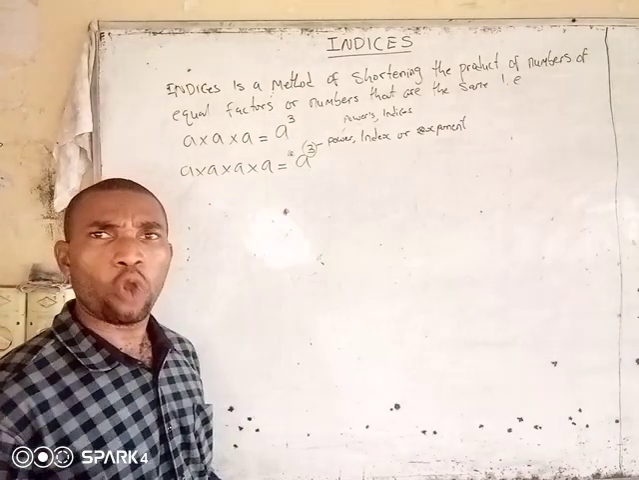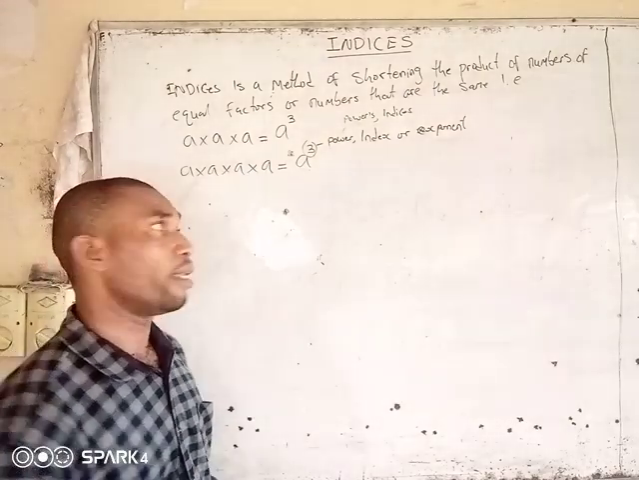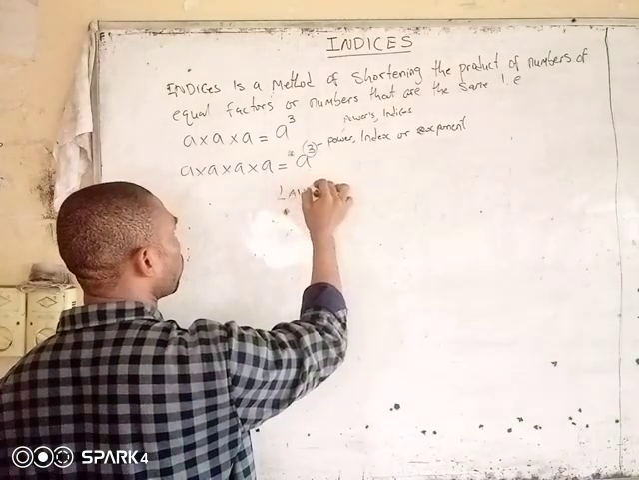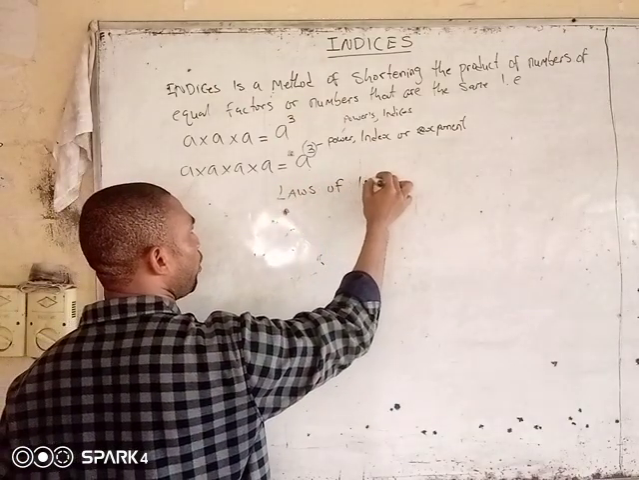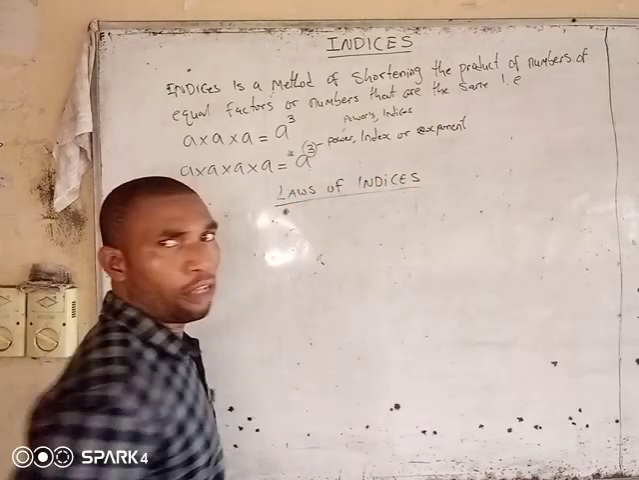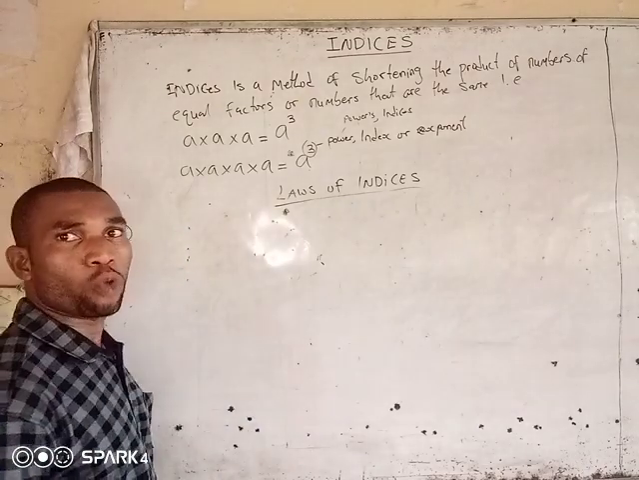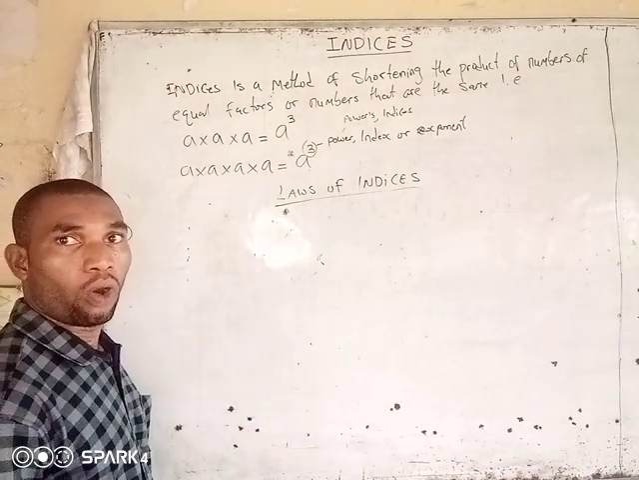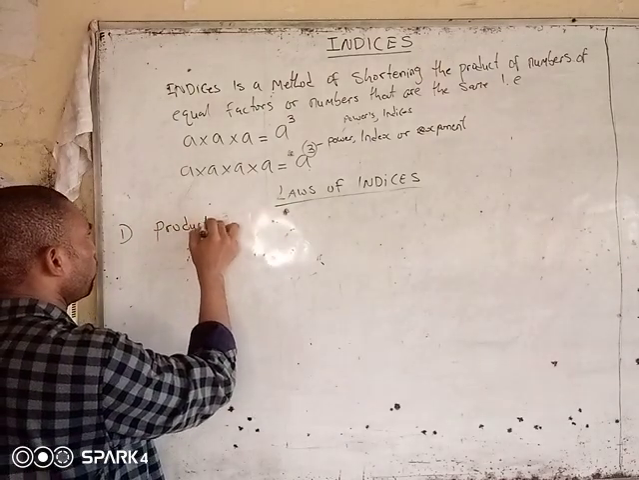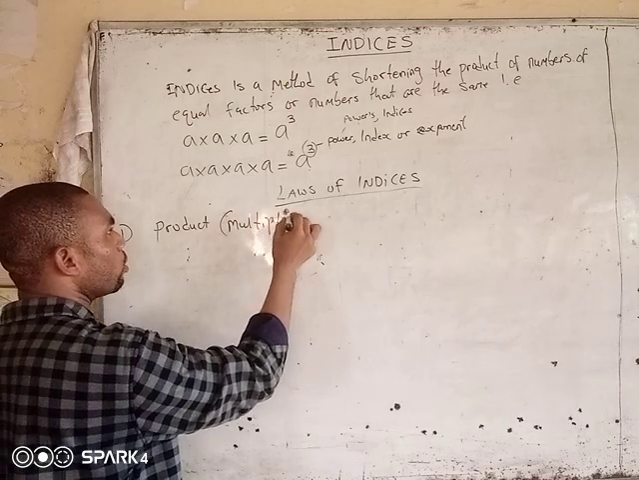Now, there are certain laws that govern the operation of indices. Let's look at the laws of indices. The first law of indices is what we call the multiplication law, that is the product law.